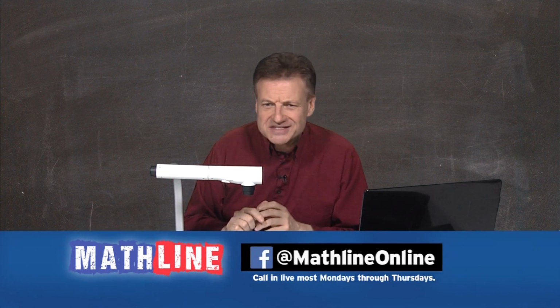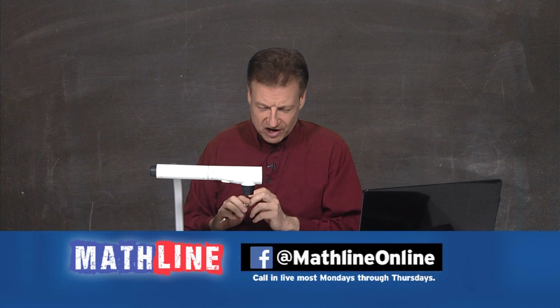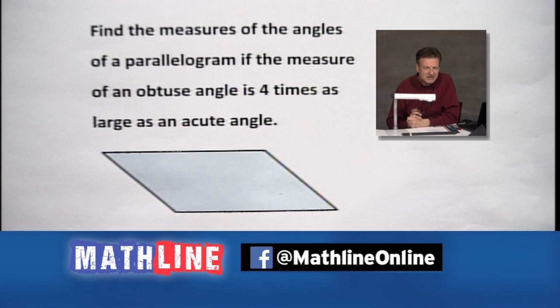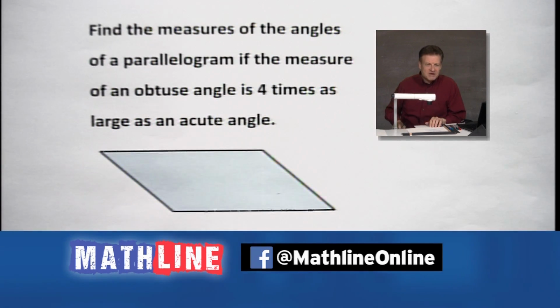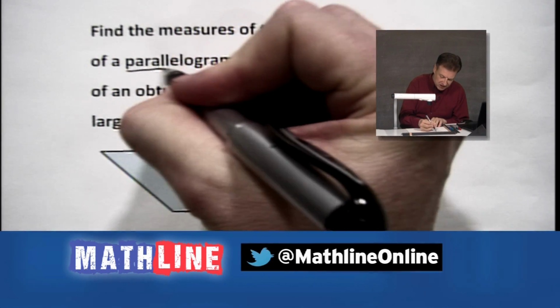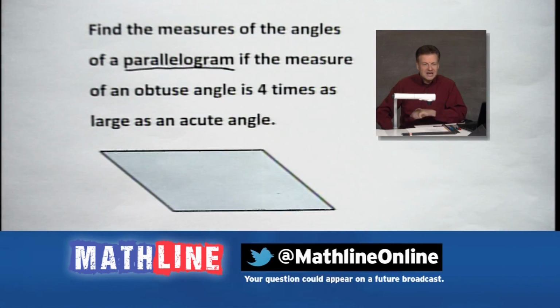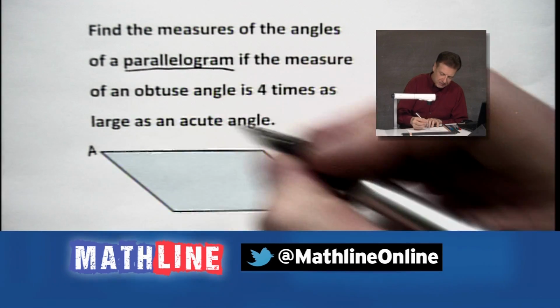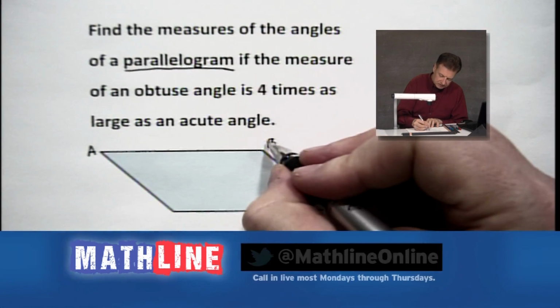So let's take another quick look here. Another problem, a little bit lighter. Maybe this will be a little bit easier for us to put our stuff in there. Besides, I used a lot of words here, didn't I? It says, find the measures of the angles of a parallelogram. So that's nice. We've got a parallelogram. If the measure of an obtuse angle is 4 times as large as an acute angle. Again, if you want to put those letters on there, go for it. How about it? A, B, C, D we'll put up here.